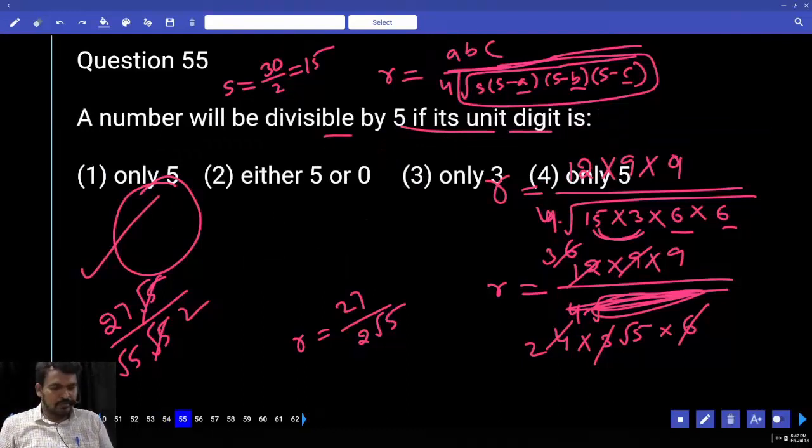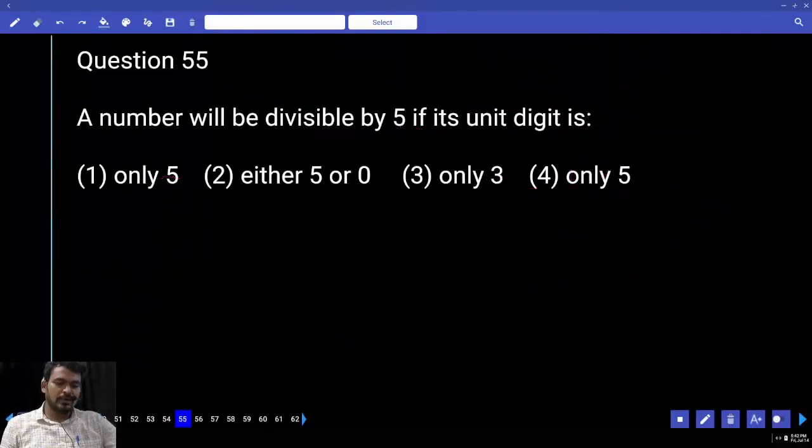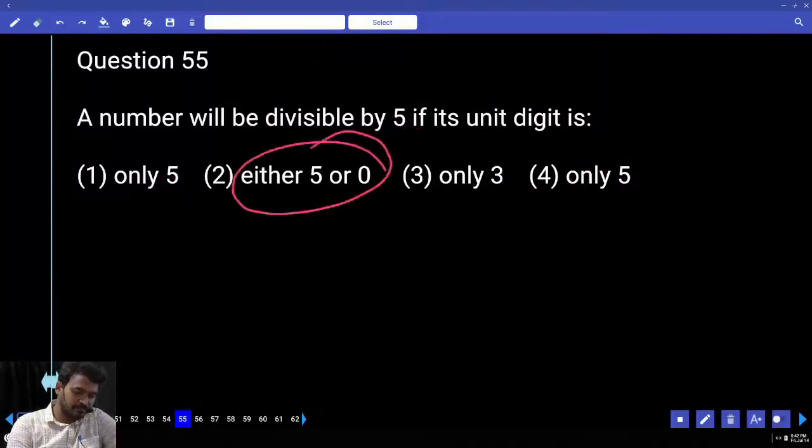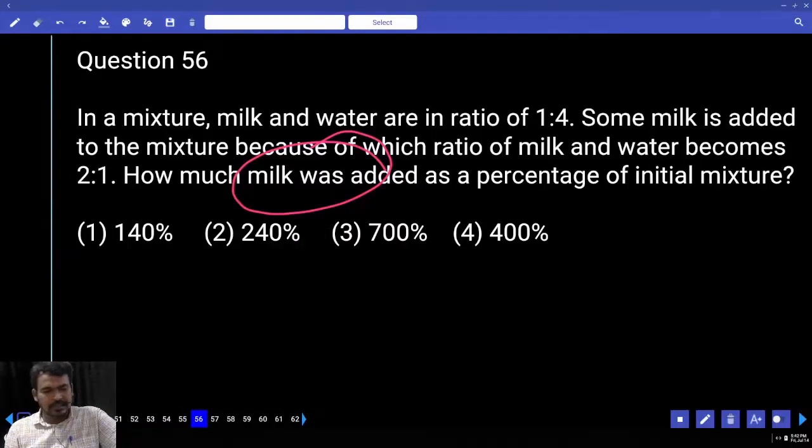Next, question number 55. A number will be divisible by 5 if its unit digit is either 5 or 0. Next, question number 56. In a mixture, milk and water are in the ratio of 1:4.